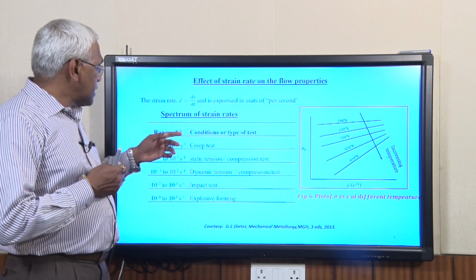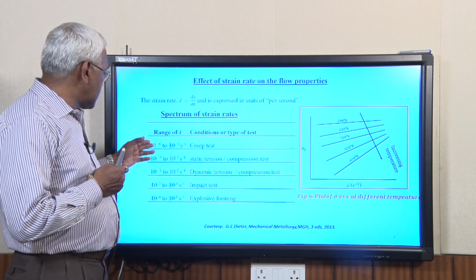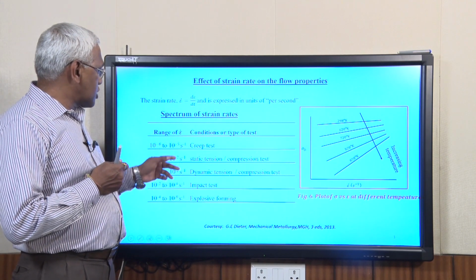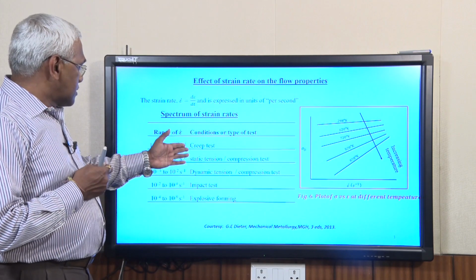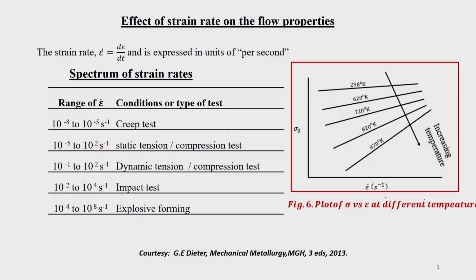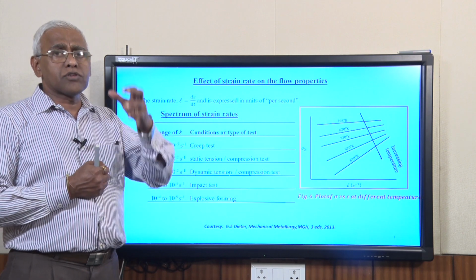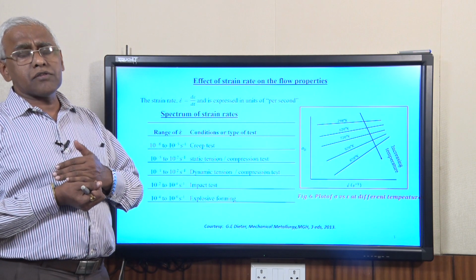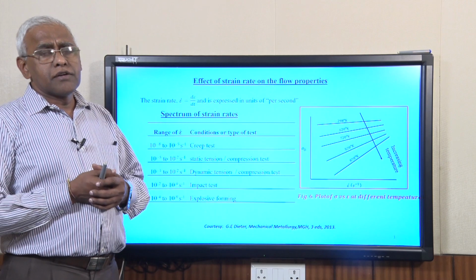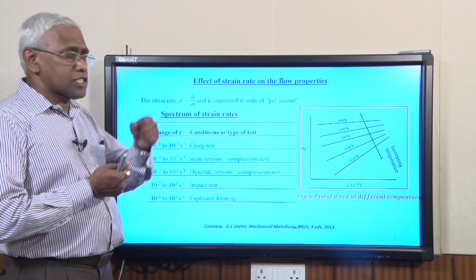So, that is the case of the creep test, that is, 10 to the power minus 8 to 10 to the power minus 5 per second, which is typical of a creep test. From 10 to the power minus 5 to 10 to the power 2, it is typical of a static tension or compression test, where you are just deforming the material between two jaws, one a movable head and another a fixed head, and you are just pulling it.